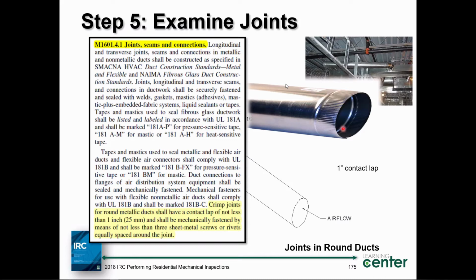They have to be sealed according to the energy code and the mechanical code, whether you know it or not. Take a look at this. This is called crimp joints here. This is where we crimp the end of round duct, if you will, and we fit it into another piece of duct. How many screws do we need? 1, 2, 3 screws spaced equally around the duct. If you can get 3 around there equally, here it is right here. 3 sheet metal screws or rivets equally spaced around the joint.